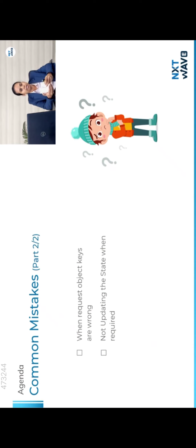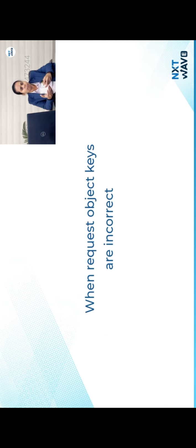Okay. Now let's look at the next set of common mistakes. That is providing wrong object keys for the request. And then the next thing is not updating the state when required. Let's understand each of these. The first thing is providing the request object keys incorrectly.